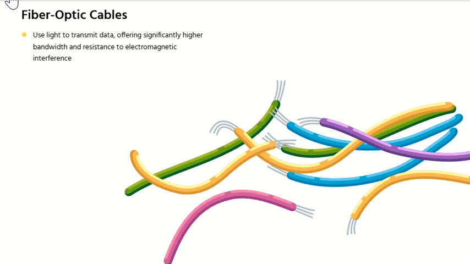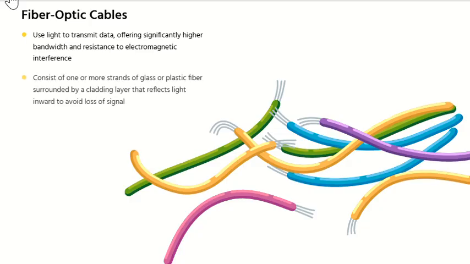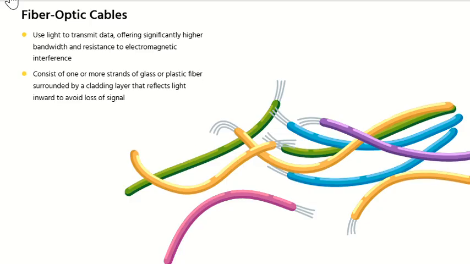Unlike their copper-based counterparts, fiber optic cables use light to transmit data, offering significantly higher bandwidth and resistance to electromagnetic interference. They consist of one or more strands of glass or plastic fiber which are as thin as a human hair. These fibers are surrounded by a cladding layer that reflects light inward to avoid loss of signal and allow it to pass through bends in the cable.